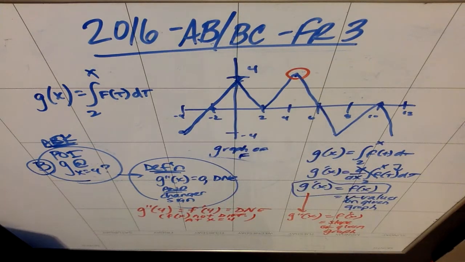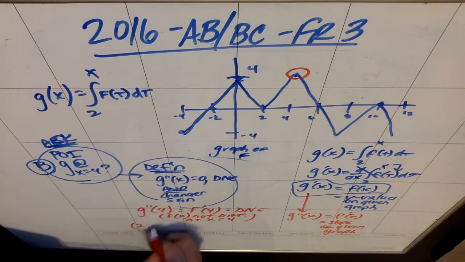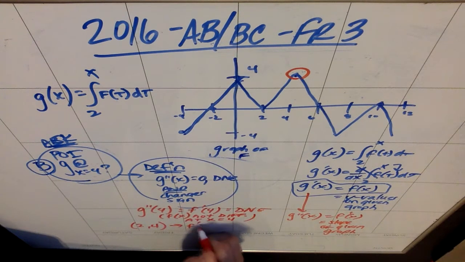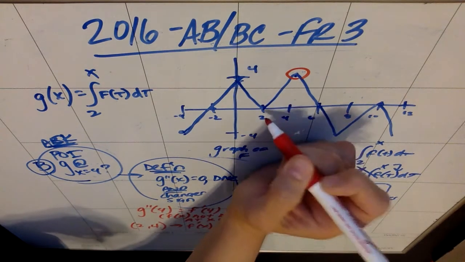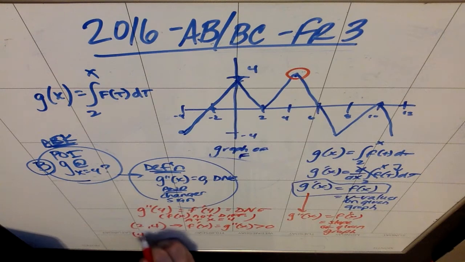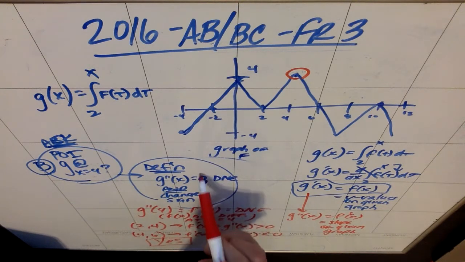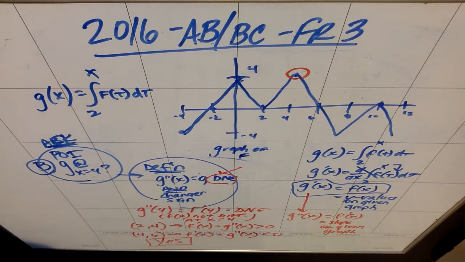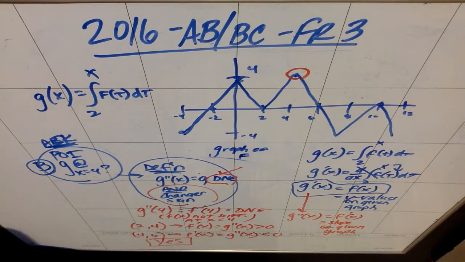On the interval from 2 to 4, f prime of x, which is the same as g double prime of x, is positive. This is a positive slope. And on the interval from 4 to 6, f prime of x, which is the same as g double prime of x, is less than 0. So yes, we have a point of inflection because g double prime of 4 does not exist, and g double prime changes sign at 4. So sure enough, we do have a point of inflection.